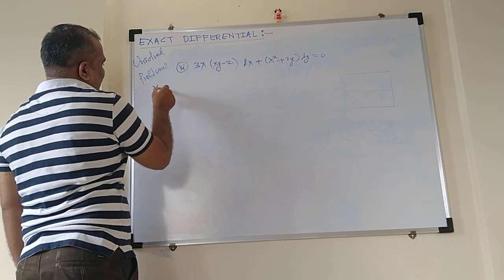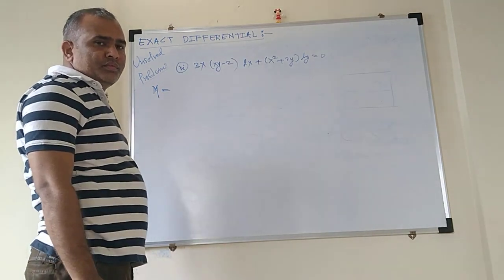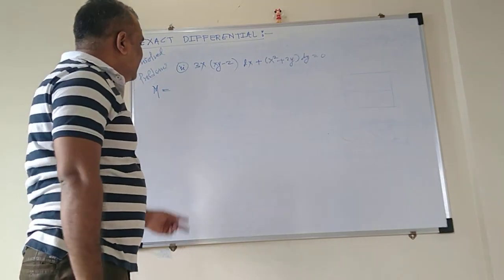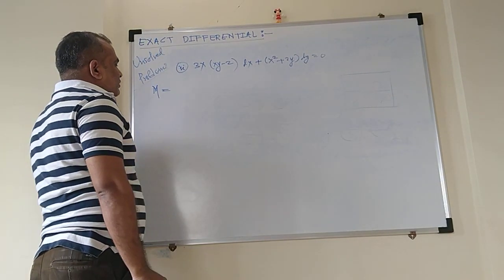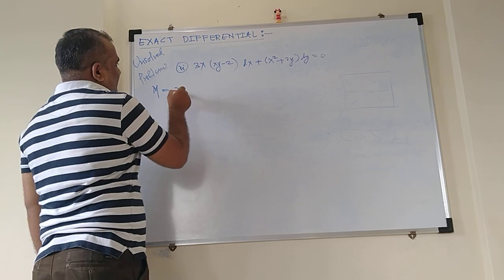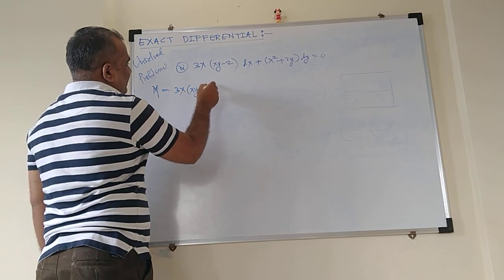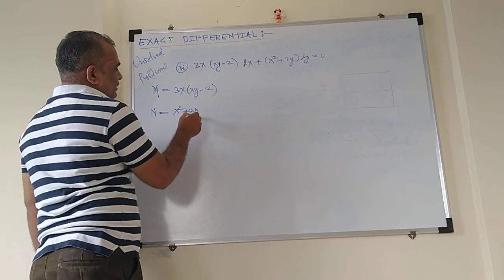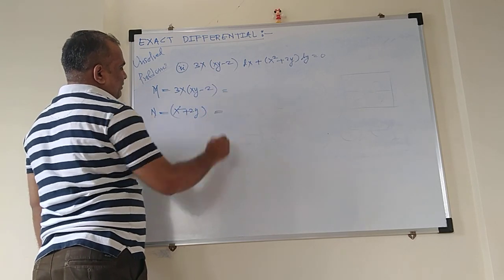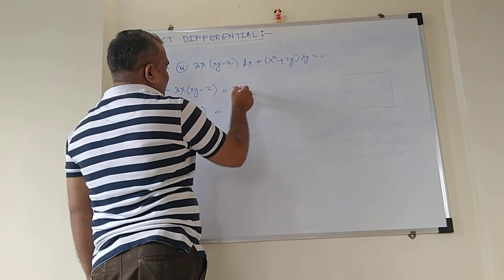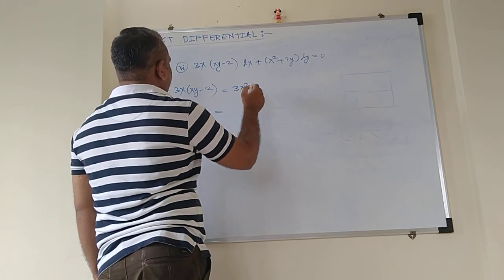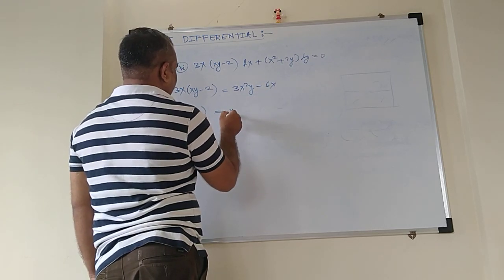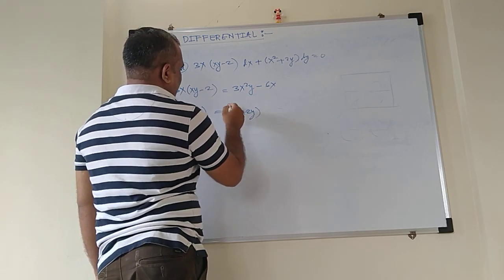So let me write directly now. You are also familiar with these problems, how to calculate the m and n values. So the value of m is 3x into xy minus 2 and n is x square plus 2y. Let me simplify the first term. This will be 3x square y minus 6x, and the second is as it is, there is no change.